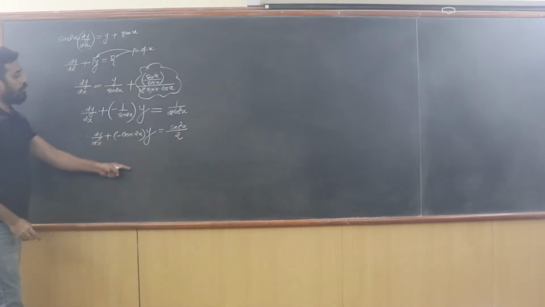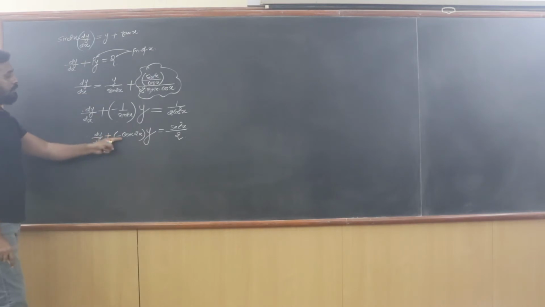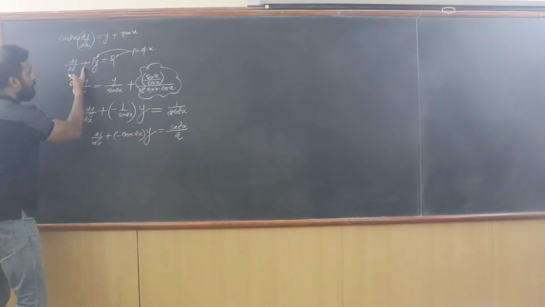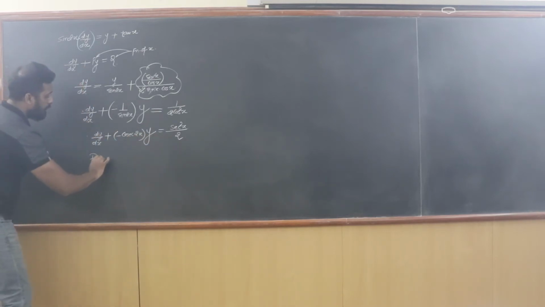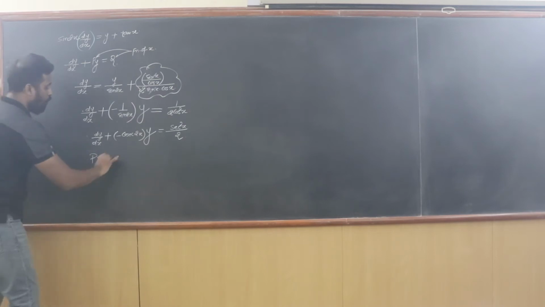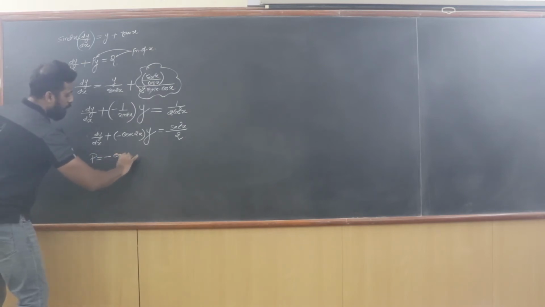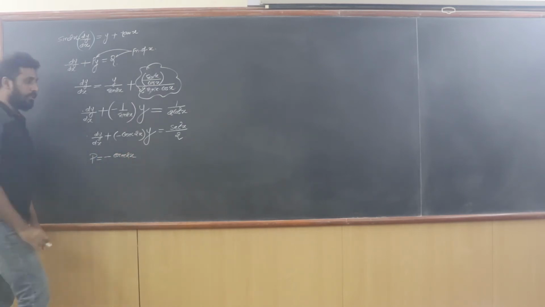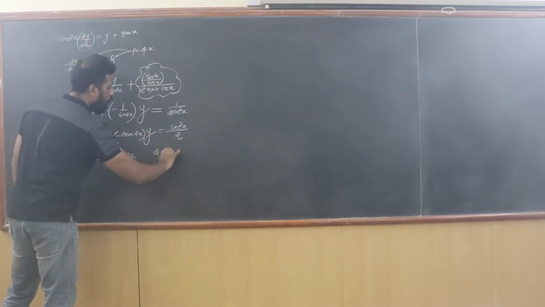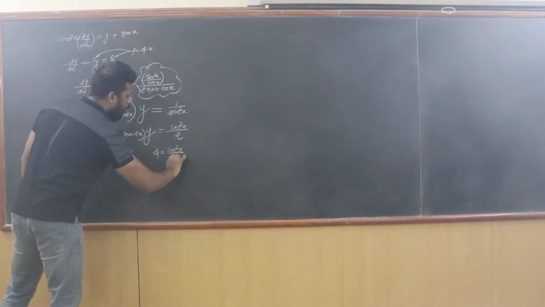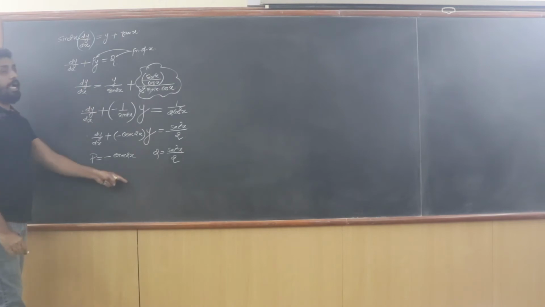So now if you observe, it clearly resembles dy by dx plus py is equal to q. So if I compare this dy by dx plus py equal to q with this equation, I can definitely say p is going to be minus of cosec 2x, and q is going to be sec square x upon 2. So that's p and q.